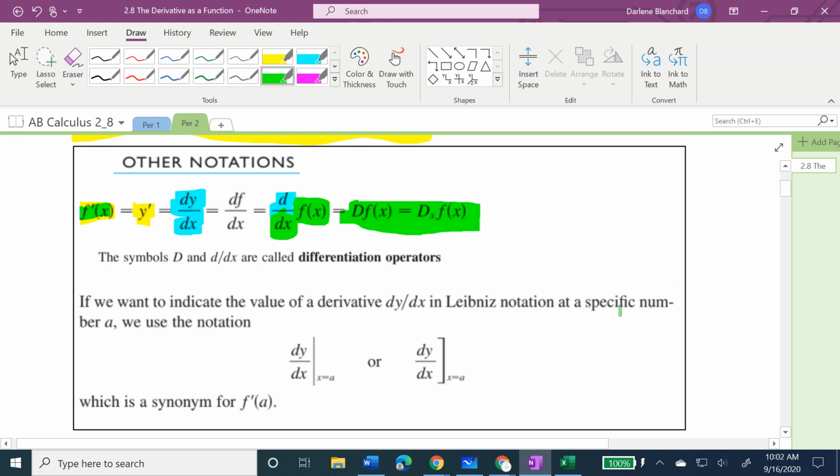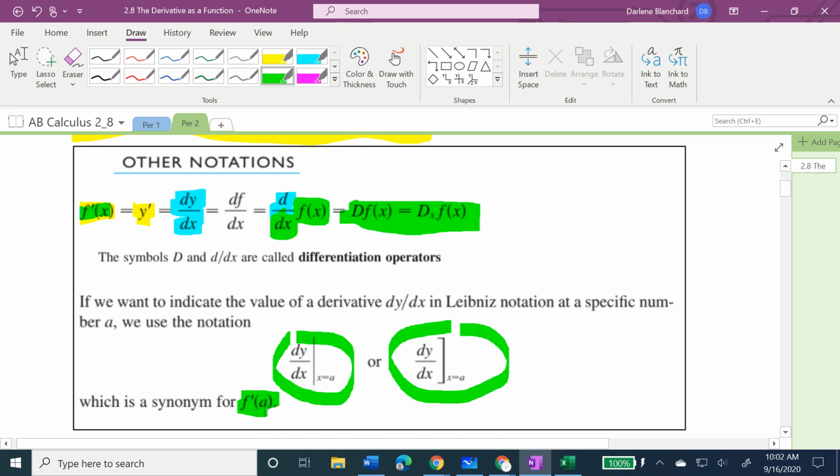All right. Also, if you want to say, I am taking the derivative of the function y with respect to x, and then I'm plugging a into it, you can use these notations here. Know that it means the exact same thing as writing f prime of a. F prime of a says I already took the derivative, and then I plugged in a, and I know this to be the slope at that one point.